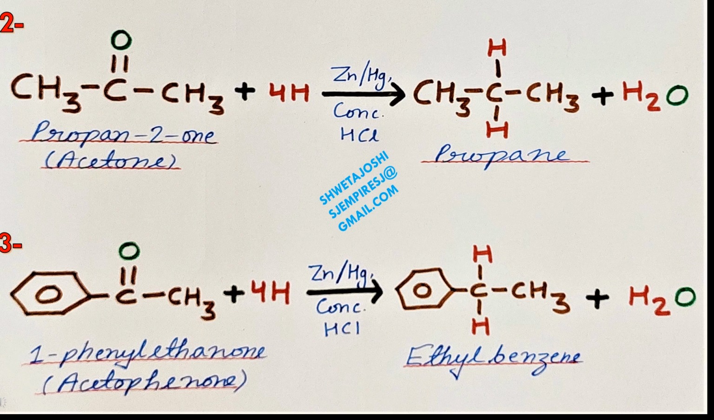In the third example, we are going to take aromatic ketone, which is 1-phenylethanone which is commonly called as acetophenone. This will be reacted with 4 nascent hydrogen atoms produced by reaction of zinc-amalgam with concentrated HCl. In this case also, there will be dissociation of bond between carbon and oxygen. Oxygen will combine with 2 hydrogen atoms forming H2O, and leftover 2 hydrogen atoms will combine with carbon forming benzene ring CH2CH3, that is ethyl benzene.